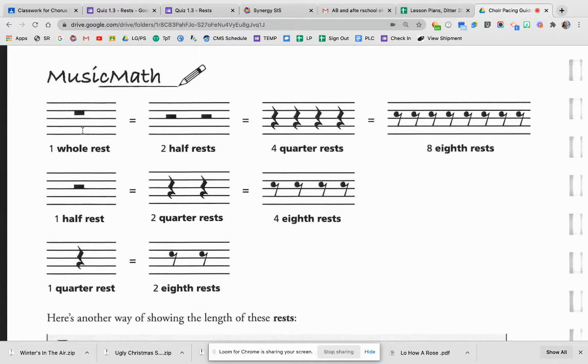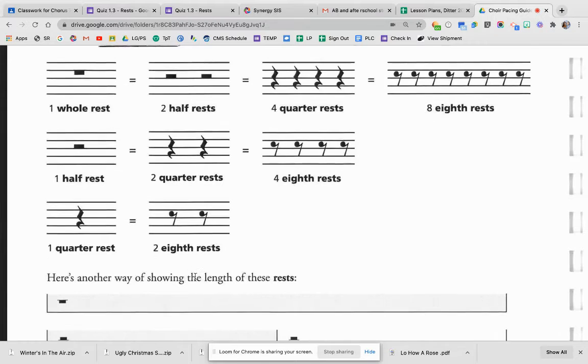If you think about beats in common time, the whole rest gets 4, the half rest gets 2, the quarter rest gets 1, and an eighth rest gets 1 half. 1 half rest is equal to 2 quarter rests. 1 half rest is also equal to 4 eighth rests. In common time, thinking counts, the half rest gets 2, so 2 is split in half, which makes the quarter rest equal 1. Split that in half, the eighth rest equals 1 half. A quarter rest is equal to 2 eighth rests.